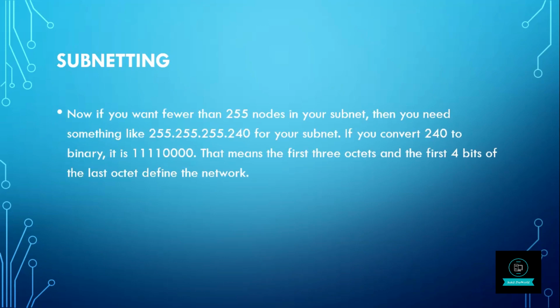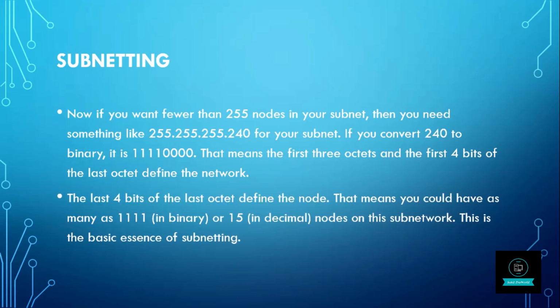Now, if you want fewer than 255 nodes in your subnet, then you need something like 255.255.255.240 for your subnet. If you convert 240 to binary, it is 11110000. That means the first 3 octets and the first 4 bits of the last octet define the network. The last 4 bits of the last octet define the node. That means you could have as many as 1111 in binary or 15 in decimal nodes on this subnetwork. This is the basic essence of subnetting.